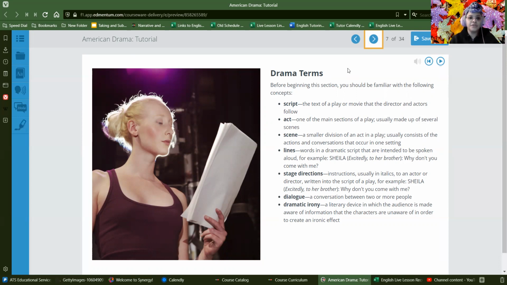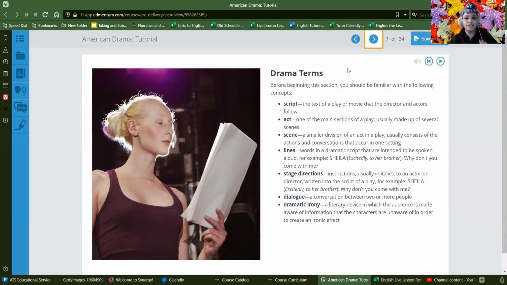A scene itself is a smaller division of an act. So they tell you that a scene is part of an act, and an act is a main section of a play. The scene consists of all of the actions and conversations that happen in one setting.